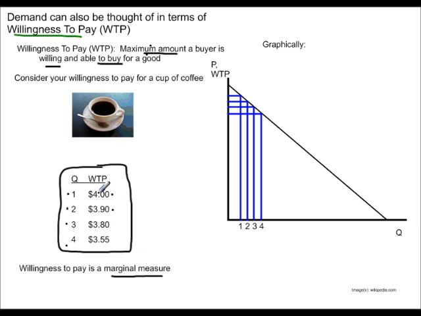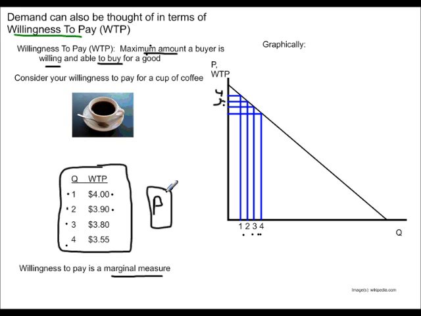If I graphed out these pieces of information, thinking of quantity as a measure of how many cups of coffee I have, 1, 2, 3, 4 cups of coffee, which I would like to buy, I've got a willingness to pay of $4, $3.90, and $3.80, and so on. If I looked at those different levels of willingness to pay, I could ask a question based on price. If the price of a cup of coffee was $5, how many cups of coffee would I buy? None, right?